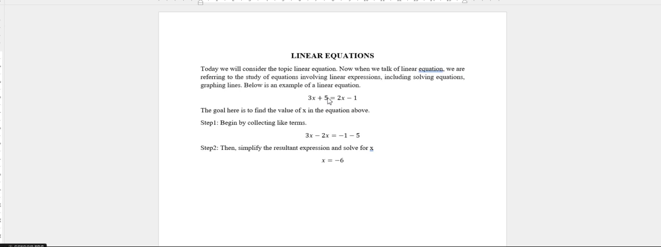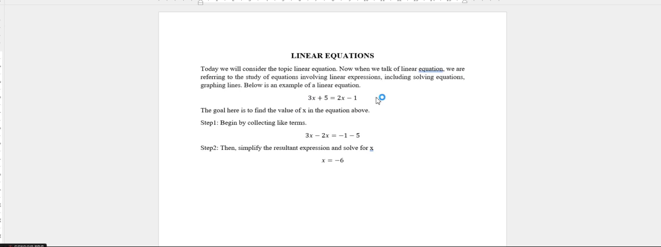So there are no powers of 2, 3, or 4. Power of 2 will be quadratic, power of 3 will be cubic, power of 4 will be quartic, and all of that. But linear, the highest power is 1. So you can see the expression represented here: 3x + 5 = 2x - 1. It's a linear expression because the highest power of x here is 1. And that defines what a linear equation is.